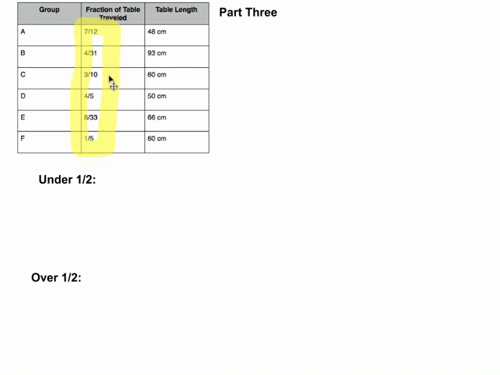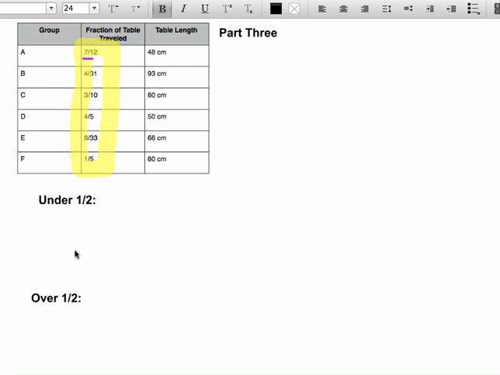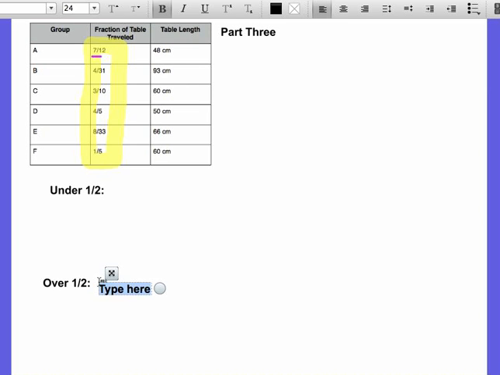So now if we look, okay, 7/12, let's compare that to a half. I know 7/14 would be a half, or 6 out of 12. If our table is 12 inches, or 12 centimeters, and the mealworm travels 7 centimeters, it traveled over a half. So I'm going to put 7/12 down here. I can tell that is over a half.